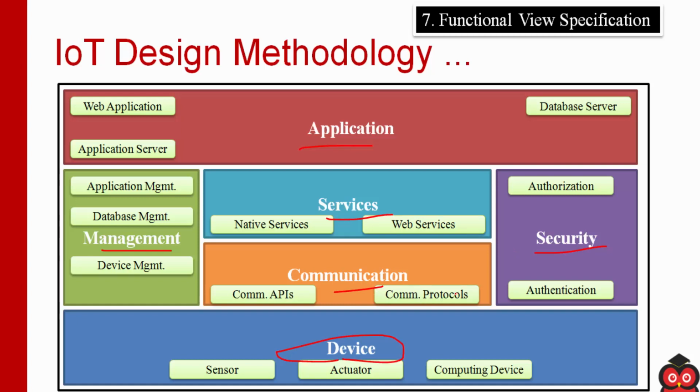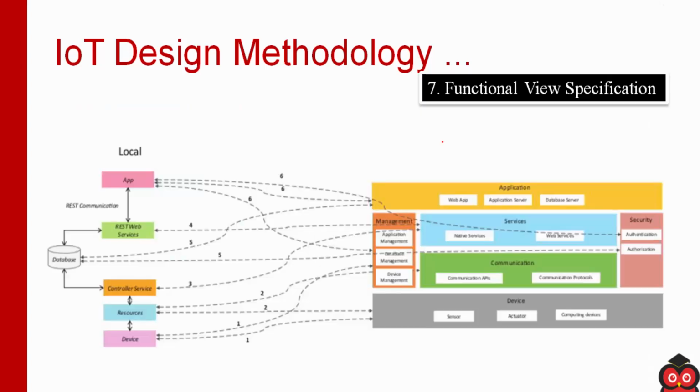Okay, now in this step we will map the IoT level specification to these functional groups. So in the previous step we got the IoT level specification. Now we will map those things to these functional groups like this. So this is our IoT level specification. We have seen this just a few seconds back, right?